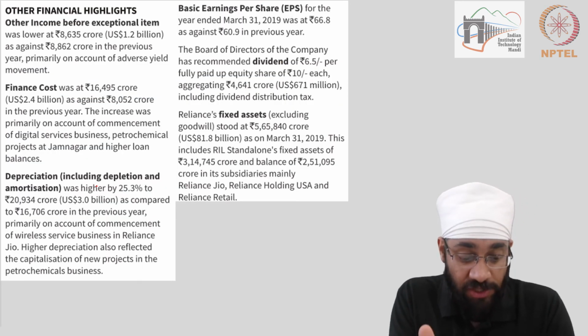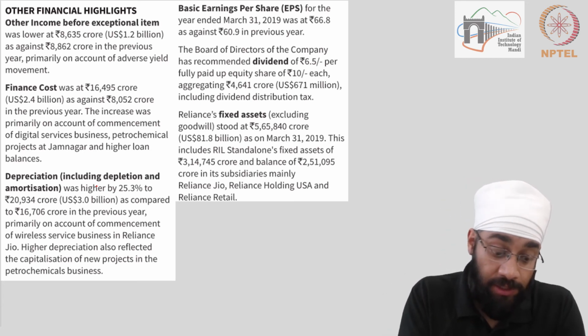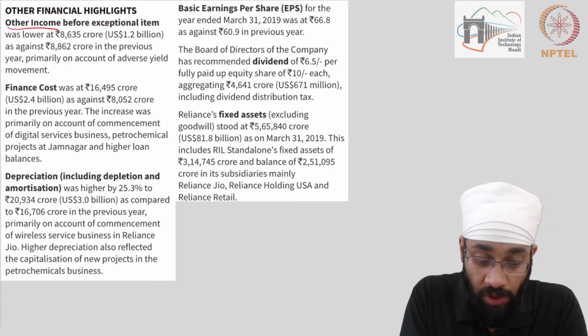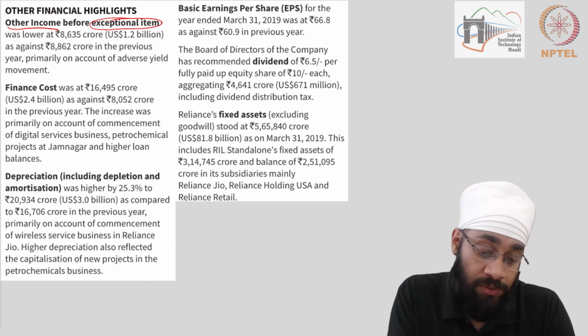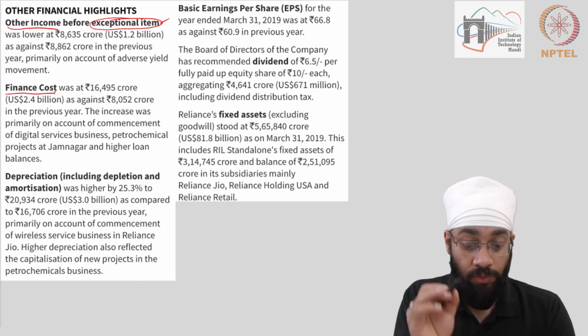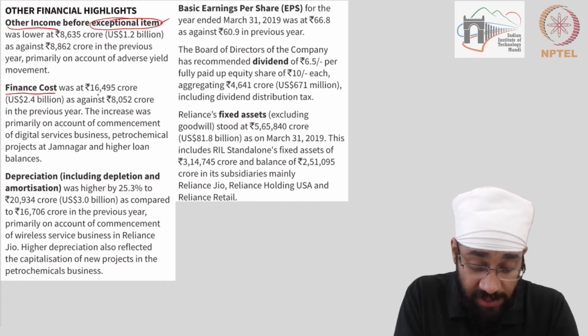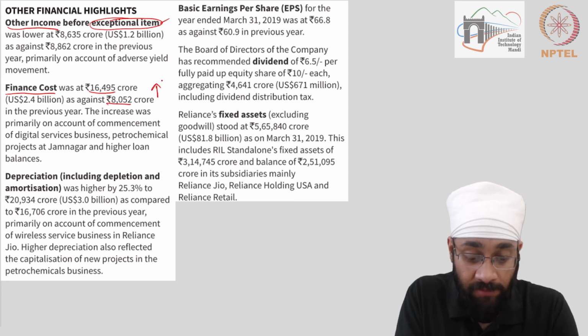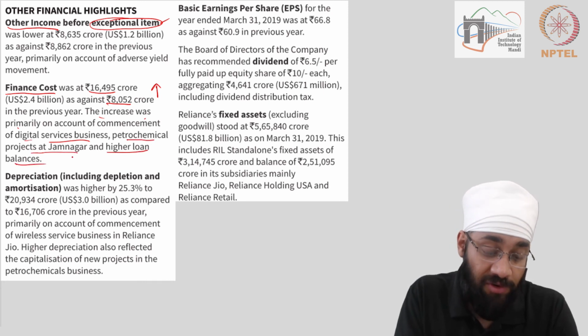If you go to the next page, they also talk about, in the same analysis discussion that is being presented by the management, the other incomes, and they talk about some exceptional items because these may not be regular incomes of the business. So these are shown as well. Then you have finance cost. We know what are finance costs. These are the interest expenses on the loans taken by the business, and it says that 16,495 crore against the previous year, which means the finance cost has gone up. The increase was primarily on account of commencement of digital services business, petrochemical projects at Jamnagar, and higher loan balances. They've taken more loans.